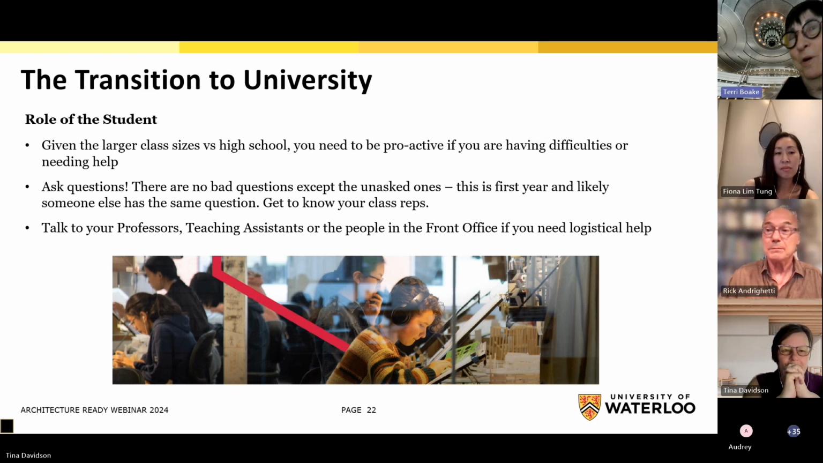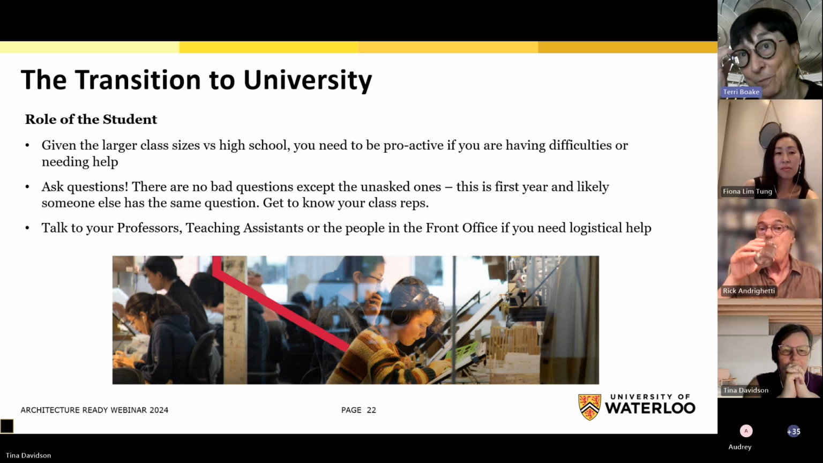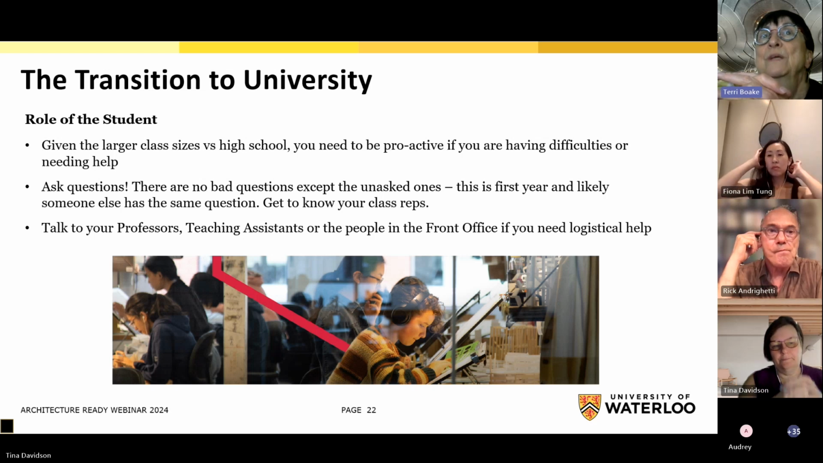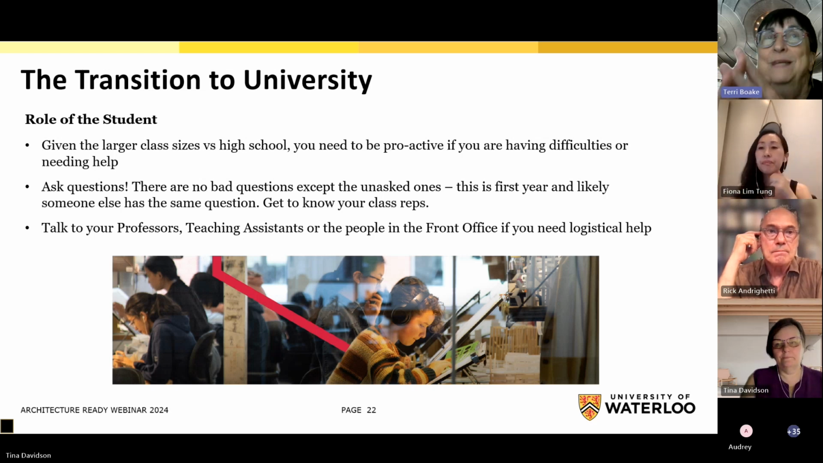I'll talk a little bit more about your transition to university and the role of you as a student. I mean, that seems kind of self-evident. I'm going to school. I'm supposed to be learning stuff. But one of the things about being in university is that the class sizes are a little bit larger. We've got about 75 students in your class. And so if you are having some difficulties, you need to speak up. You need to reach out if you need some help.